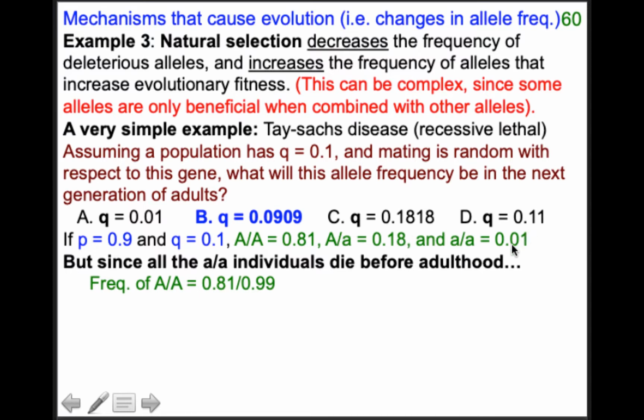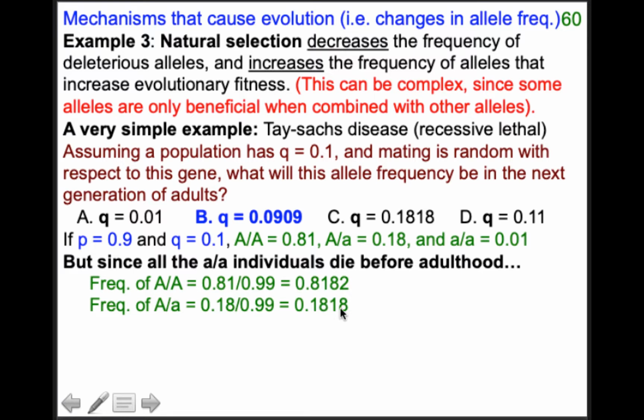Since the 0.01 proportion of the population that's small a dies, we're left with a population that's made up of 0.99. Right? We'll have 99% of the individuals left. So if we take our 0.81 divided by 0.99, we'll get this number. And for our heterozygotes, we take our original predicted proportion of heterozygotes, and again divide by 0.99. It's almost like our new total proportion of individuals, to get this number.